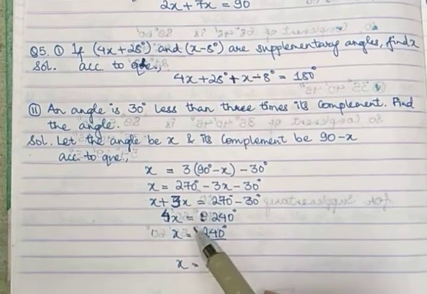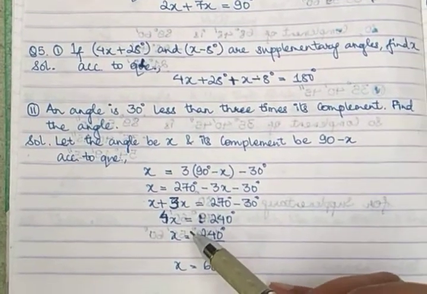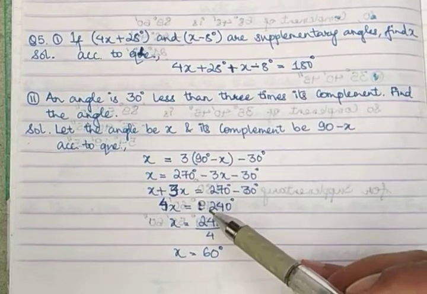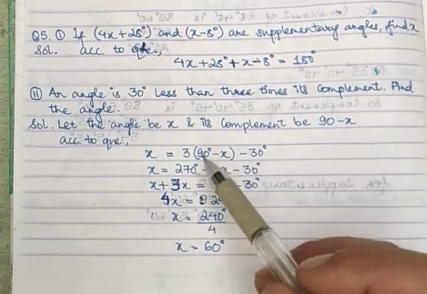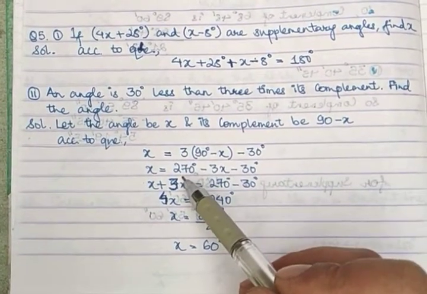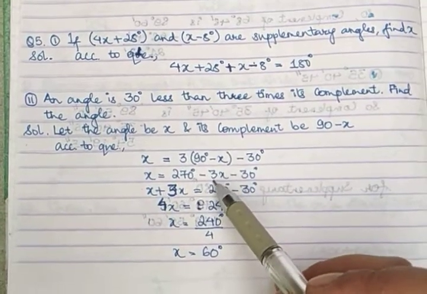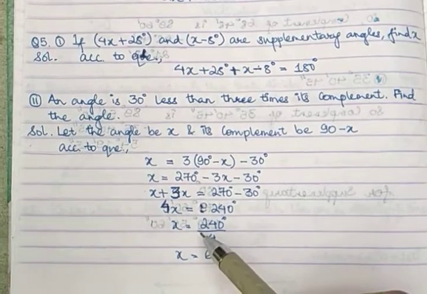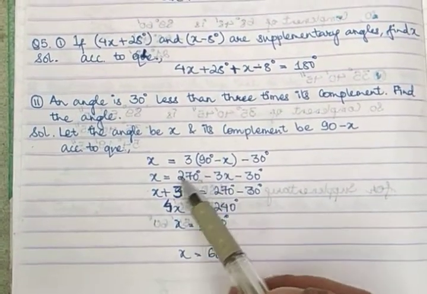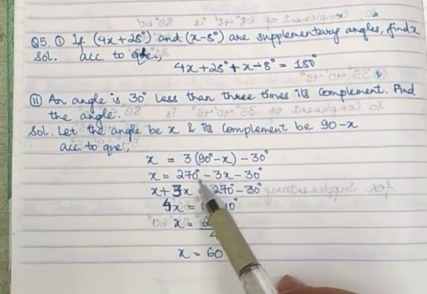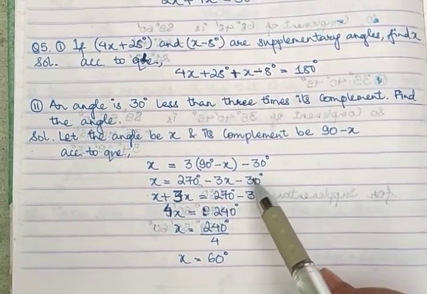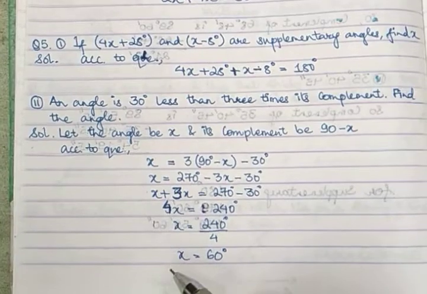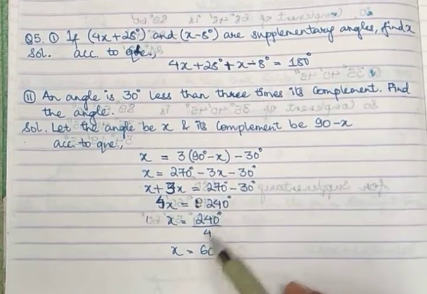Once I have formed the equation, it will go to the basics of linear equation in one variable, isn't it? So that is what I have done here. 3 into 90 is 270. 3 into minus x is minus 3x, minus 30. See, now I guess you know the procedure and all, isn't it? Now variable to one side, minus 3x went to the other side, became plus. See, 270 minus 30 degrees remained on the right hand side. So 3x plus x, it's 4x, equals 270 minus 30 is 240.